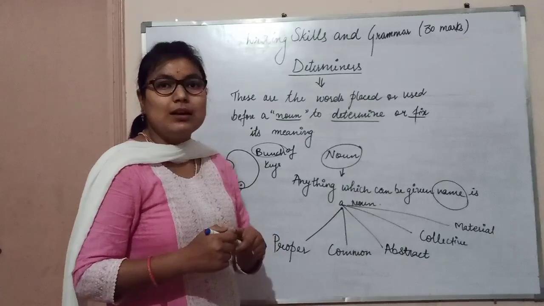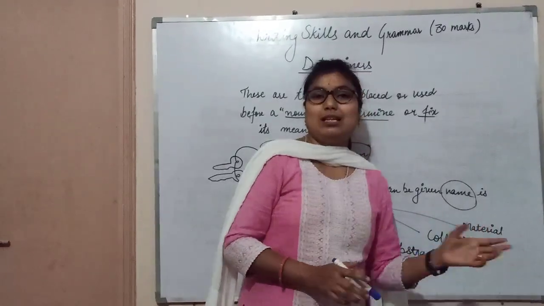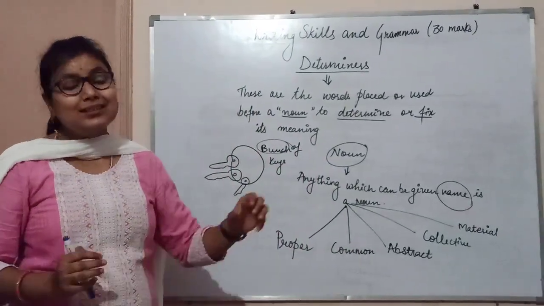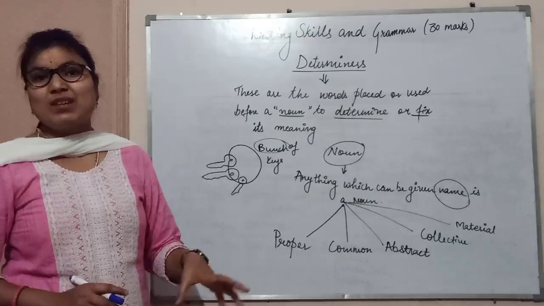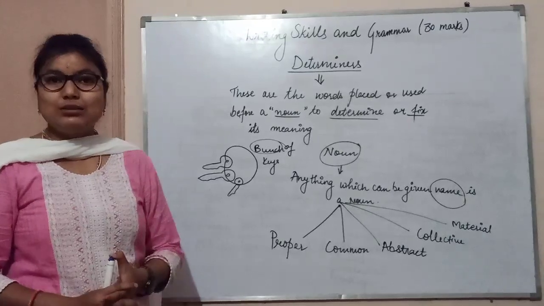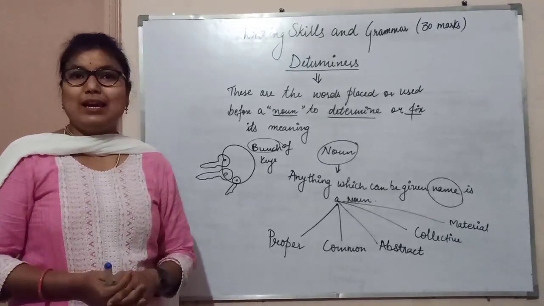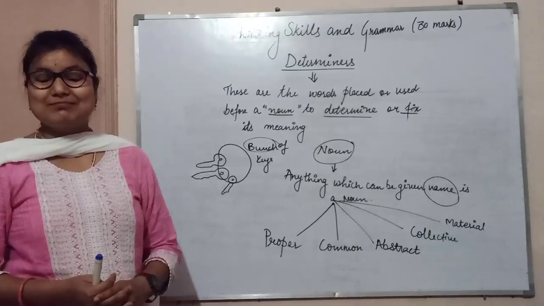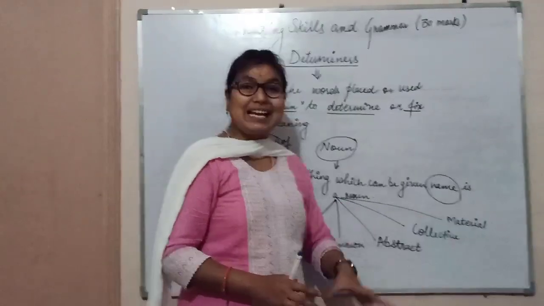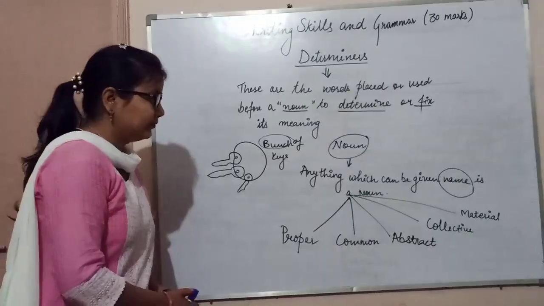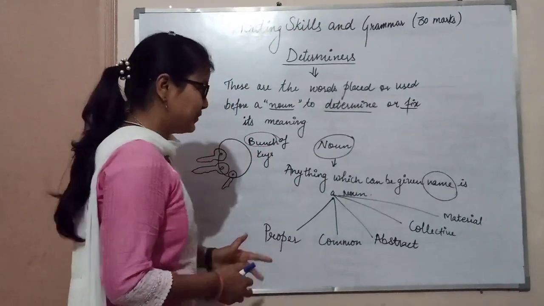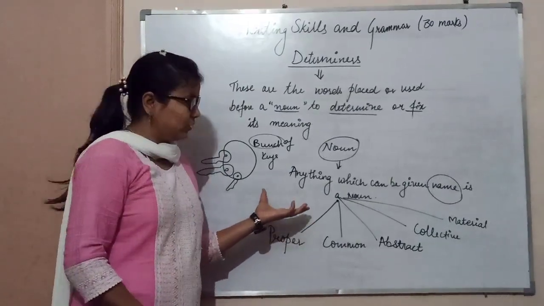Our last one is material noun. As we also study in science, matter is of 3 types: liquid, solid, gas. Anything which can be categorized in these 3 is known as material noun. For example, liquid: oil, ghee, water; solid: soil, stone, sand, etc. And gas: oxygen, nitrogen, etc., as you are studying. So here we have taken a brief introduction of noun.